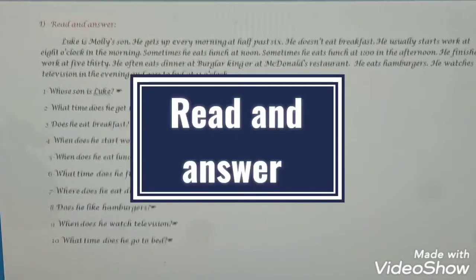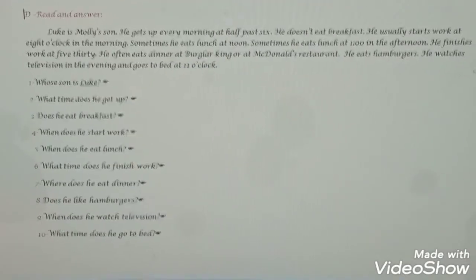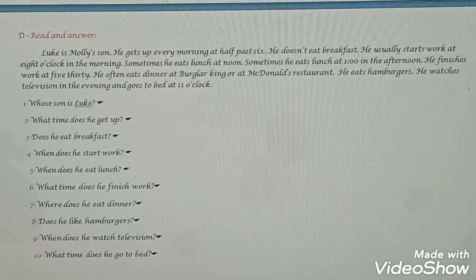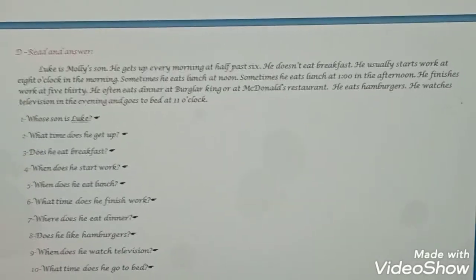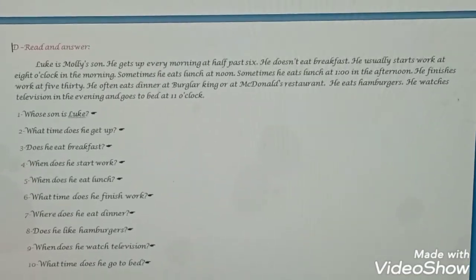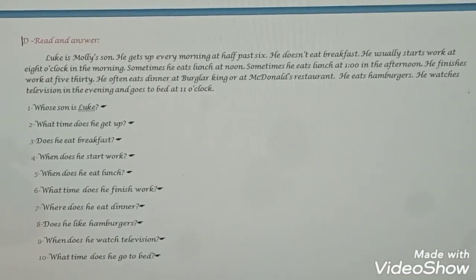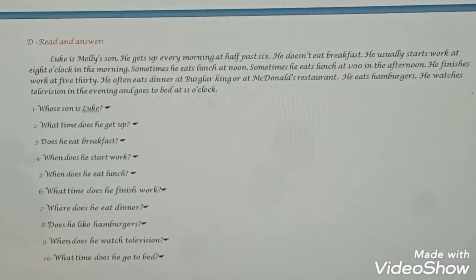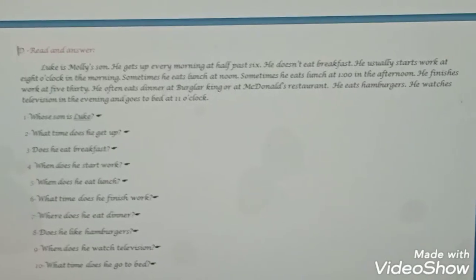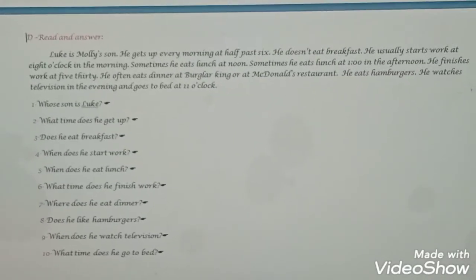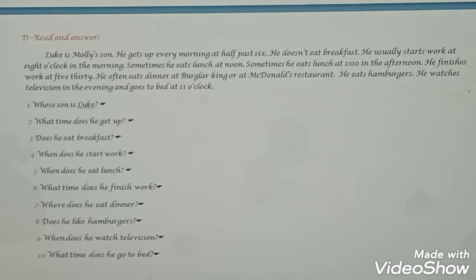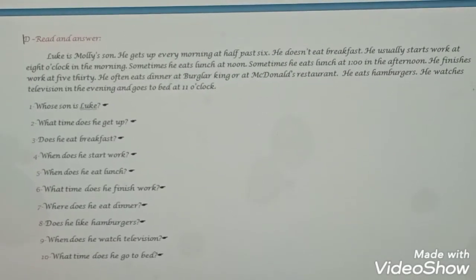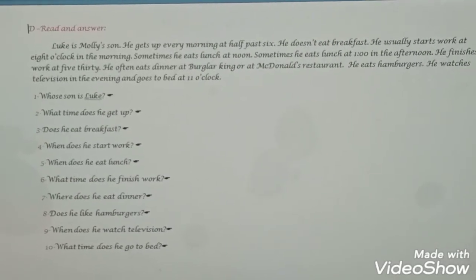So we move to the read and answer part. Read with me and answer these questions. Luke is Maurice's son. He gets up every morning at 6:30. He doesn't eat breakfast. He usually starts work at 8 o'clock in the morning. Sometimes he eats lunch at noon. Sometimes he eats lunch at 1 o'clock in the afternoon. He finishes work at 5:30. He often eats dinner at Burger King or at McDonald's restaurant. He eats hamburgers. He watches television in the evening and goes to bed at 11 o'clock.